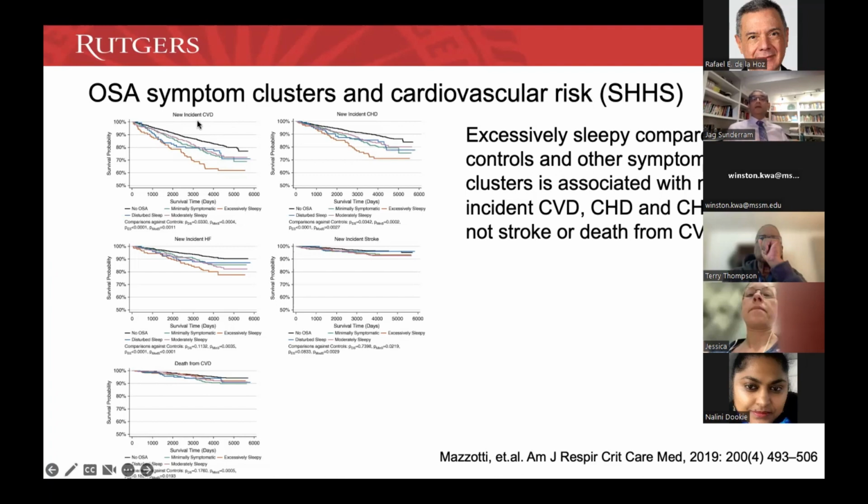Now, like I showed you, the AHI has never been able to show this. This was true for both CVD and CHD and heart failure. However, it didn't show this for strokes or for death from cardiovascular disease. So they seem to show that the symptom cluster of excessive sleepiness may have something to do with risk for coronary artery disease.